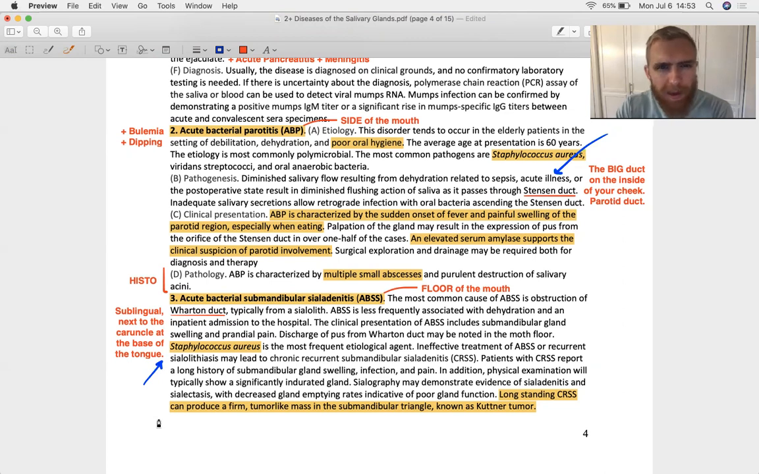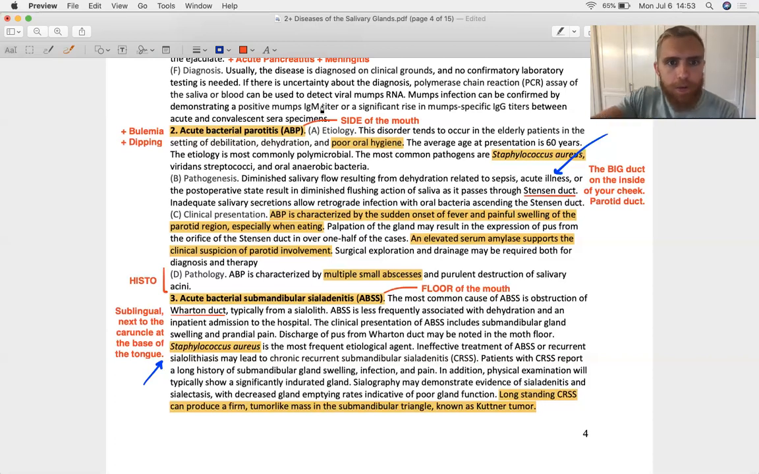So looking at bacterial parotitis, it commonly occurs in the elderly in the setting of poor oral hygiene, most commonly caused by Staph aureus. And again, it's a simple infection, and so it's going to present with possibly fever, definitely swelling, possibly pain, definitely redness, erythema, especially when eating.